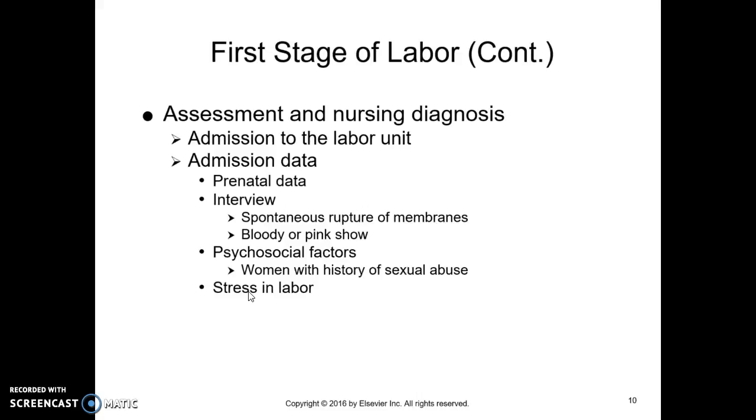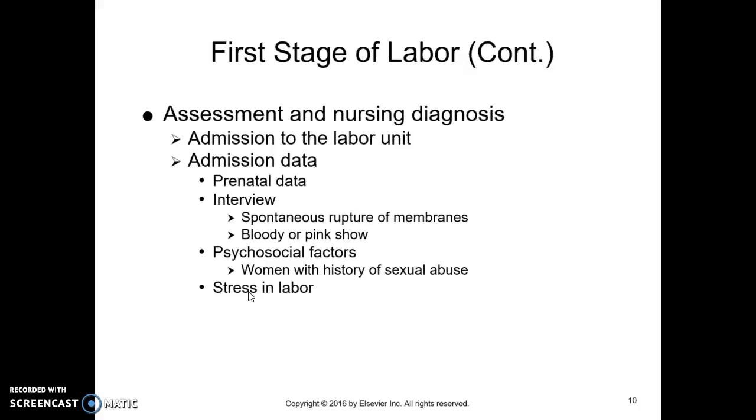Assessment and nursing diagnosis. Admission to the labor unit usually occurs after the patient is 3 centimeters. They can be admitted before, but it's usually approximately 3 centimeters. For the admission data, the first thing you evaluate is their prenatal record. Hopefully you have access to their prenatal record on the unit, whether it's a paper chart or somehow electronic from the physician's office. You want to review the prenatal record to identify the patient's risk and what needs they have.